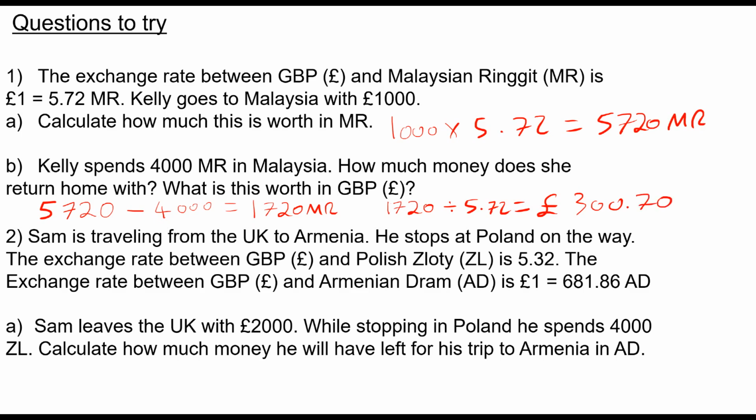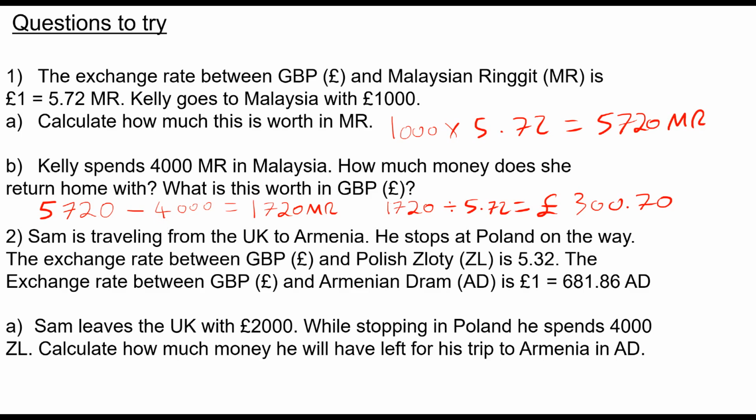For question 2, Sam is travelling from the UK to Armenia. He stops at Poland on the way. The exchange rate between pounds and zloty is £1 to 5.32 zloty, and then between pounds and Armenian dram, £1 is 681.86 Armenian dram. So Sam leaves the UK with £2,000. He spends 4,000 zloty in Poland. How much money will he have left for his trip to Armenia?